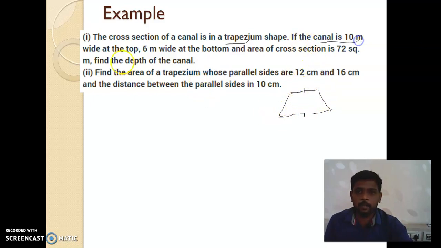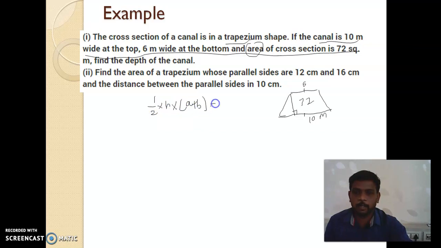So if the canal is 10 meter wide at the top and 6 meter wide at the bottom, and the area of the cross section is 72. So let us take this one 6 meter, this one 10 meter. Okay, and the area, that is area given here, area is nothing but 72 square meter given here. Okay, and they ask you to find out the depth only, that is we are going to find out this height, right? So what is the trapezium formula? So half into height into A plus B equal to area, okay, equal to area.